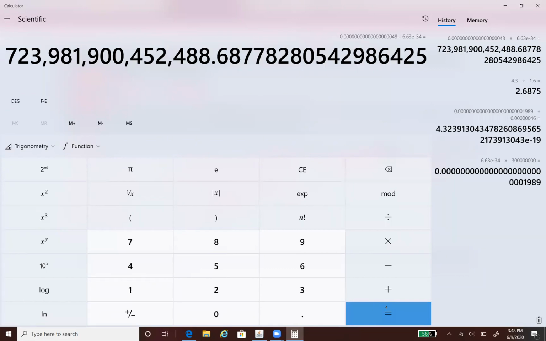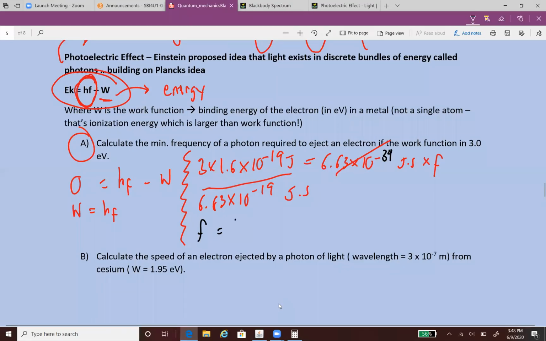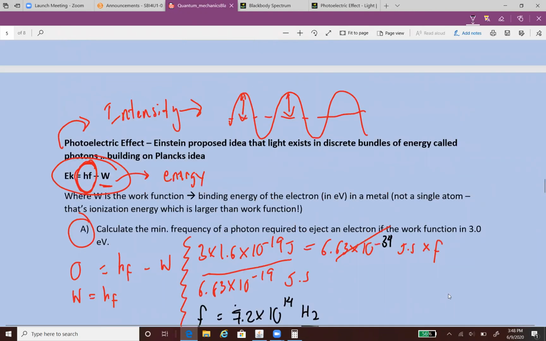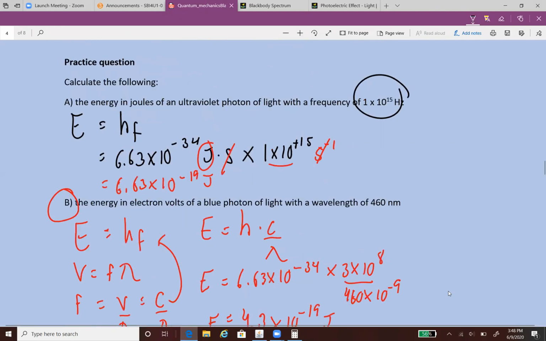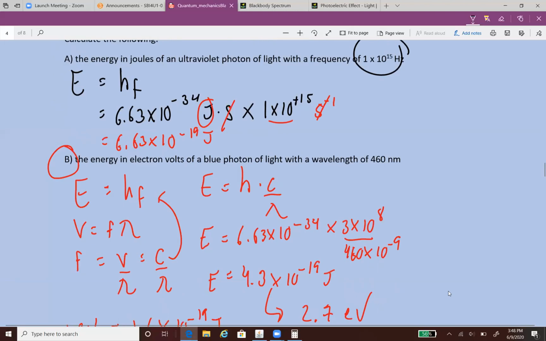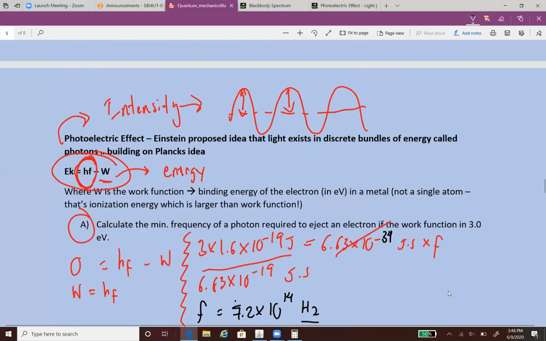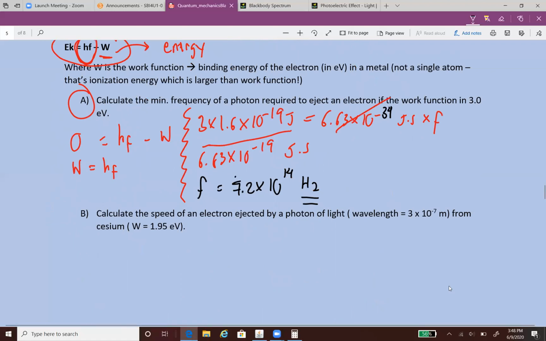So the frequency would be about 7.2 times 10 to the 14 hertz. I'm not sure exactly what color that would be. So if a UV photon is 10 to the 15, and this is 7 times 10 to the 14, it's close. This probably would be a blue photon if I had to guess. I would imagine it's probably either still a UV photon or a blue photon.